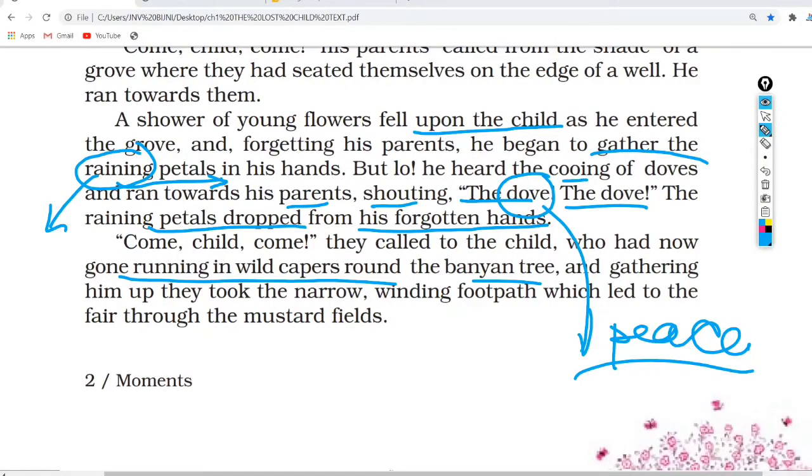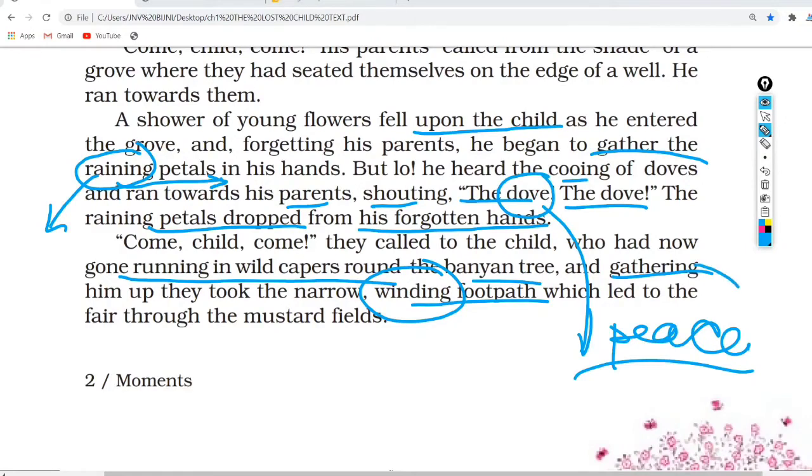Banyan tree, आप जानते हैं ना? Banyan tree. Okay, this banyan tree will have a lot of shady place, normally where small temples and shrines are met under the banyan tree. And what the parents did? The parents gathered him up and they took the narrow winding footpath. Narrow winding footpath.